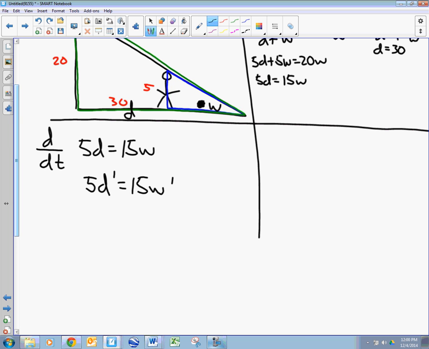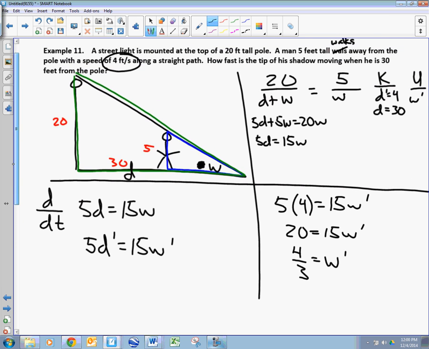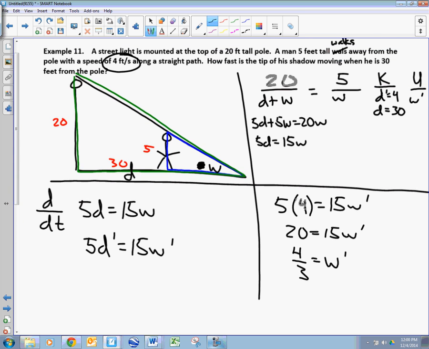So we'll just plug in our values. 5 times what's d prime? 4 is equal to 15 W prime. 20 is equal to 15 W prime, or 4 over 3 is equal to W prime. But we have to answer the question. The question is, how fast is the tip of his shadow moving when he is 30 feet away from the pole? And 4/3 is not the correct answer.